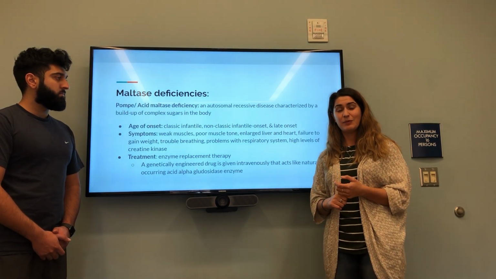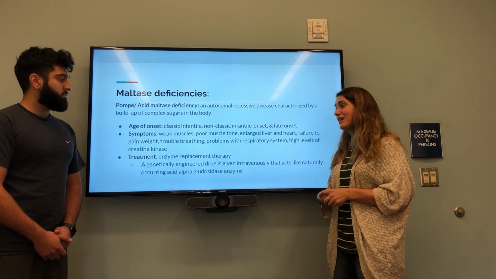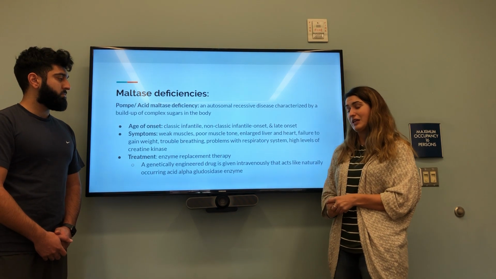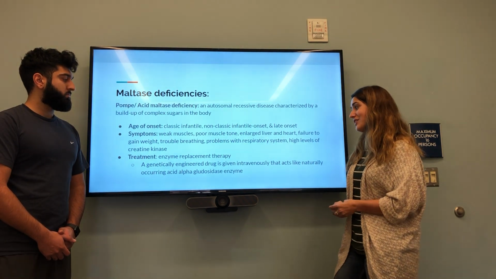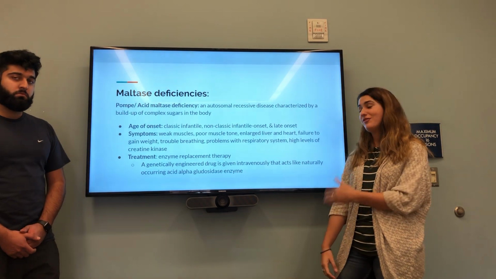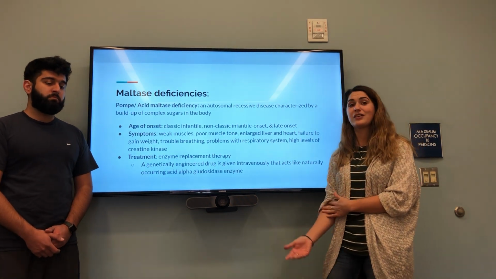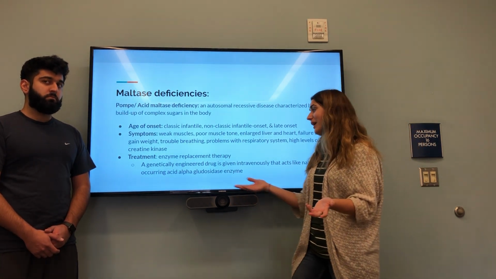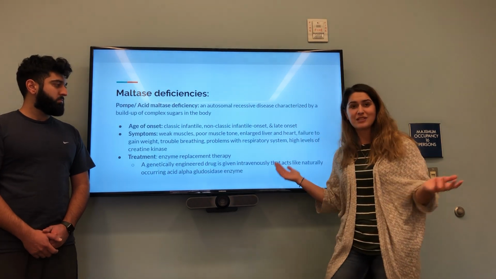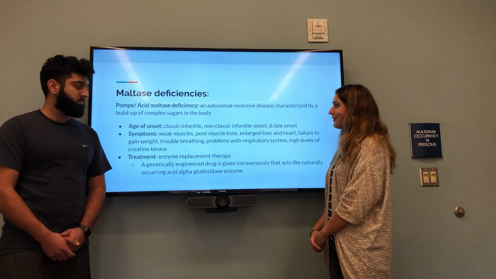So in order to treat people with maltase deficiencies, doctors do an enzyme replacement therapy. A genetically engineered drug is given intravenously that acts like naturally occurring maltase, essentially. Acid alpha glucosidase enzyme, which is another word for describing maltase.